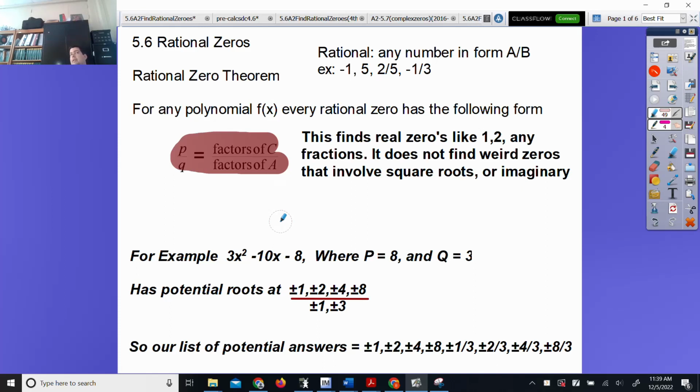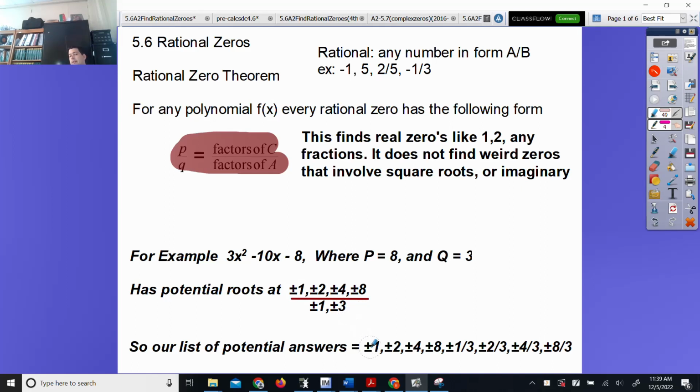And I've got a worked out example up here. It says, for example, 3x squared minus 10x minus 8, where p is 8, the last number, and q is 3, the first number, has potential zeros or potential roots at the factors of 8, which is 1, 2, 4, and 8, over the factors of 3, 1 and 3.